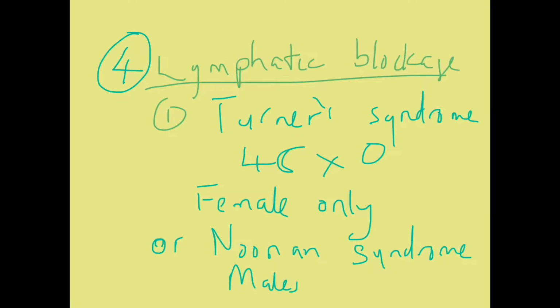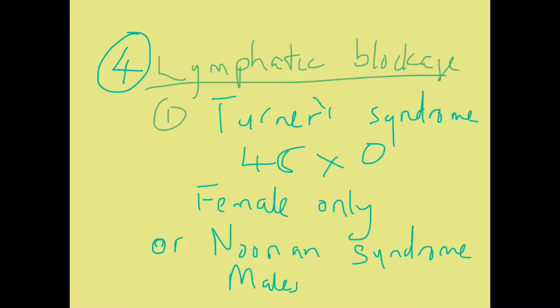And the fourth mechanism of edema is lymphatic blockage. And in a neonate, lymphatic blockage is caused by Turner syndrome. This is a condition where the karyotype is 45XO. So they have 45 chromosomes, and in this condition, because of the karyotype, they are females. They will always be females.